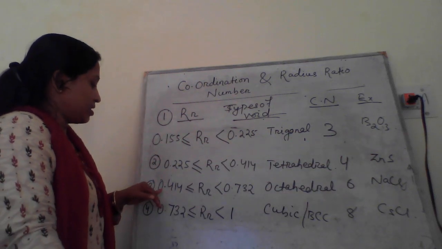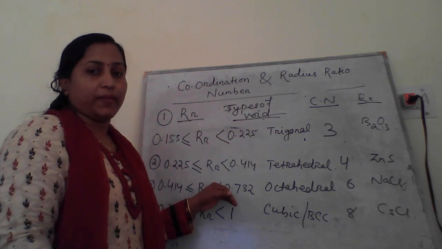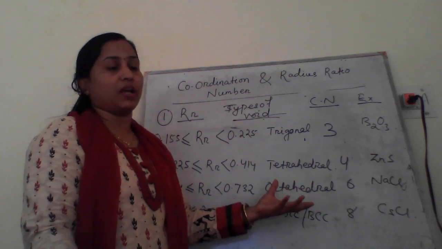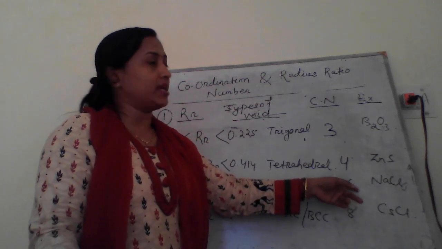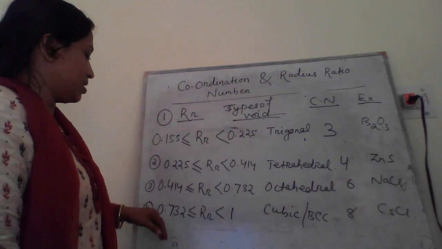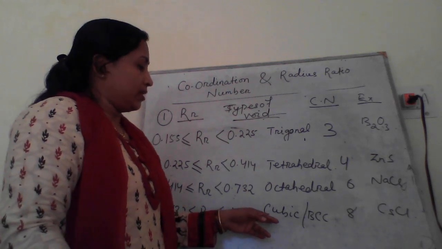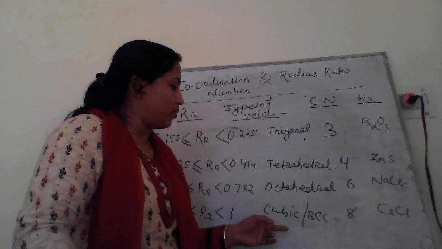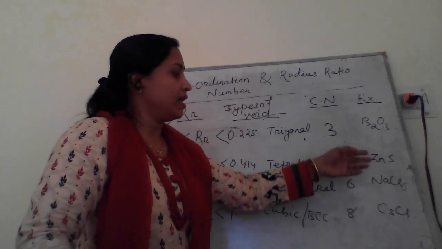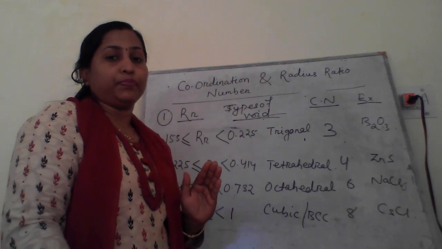So if the radius ratio value lies between 0.414 to 0.732, then the type of void is octahedral. That means octahedron shape. So the coordination number is 6, and the example for this is sodium chloride. And if the radius ratio value lies between 0.732 to 1, then the type of void is cubic void, or the crystal is BCC structure. Coordination number is 8. Example: cesium chloride. We have to remember this table cleanly.